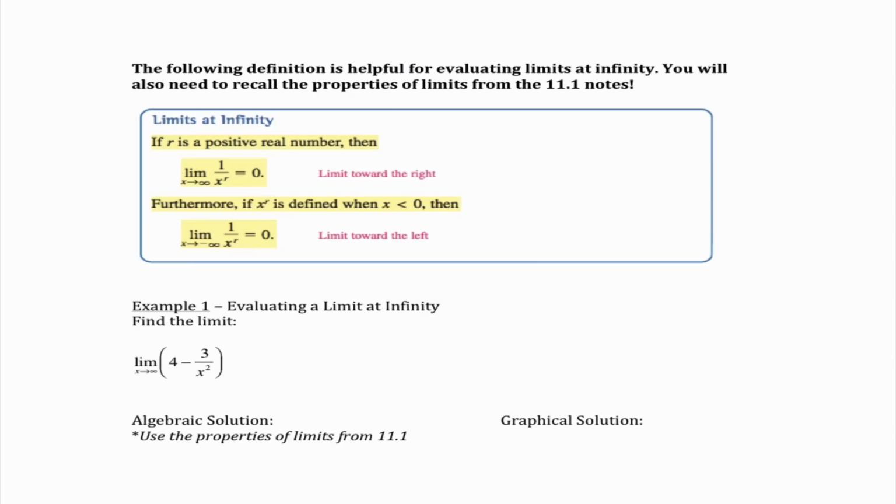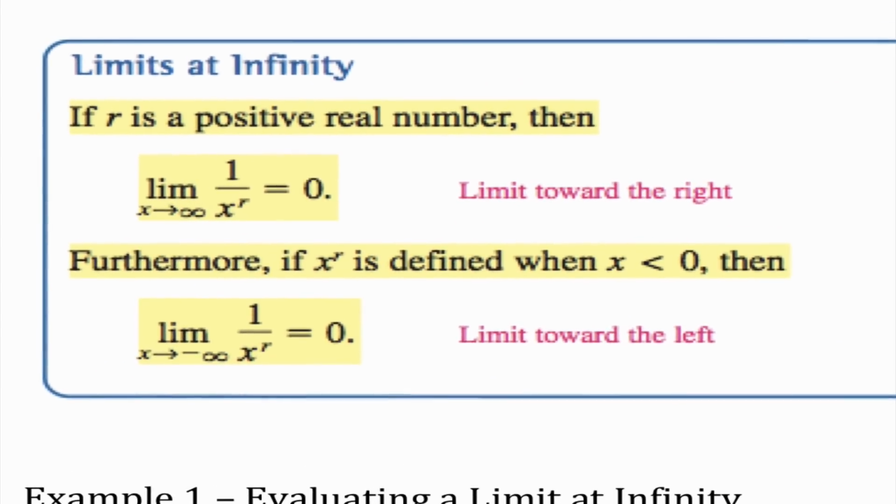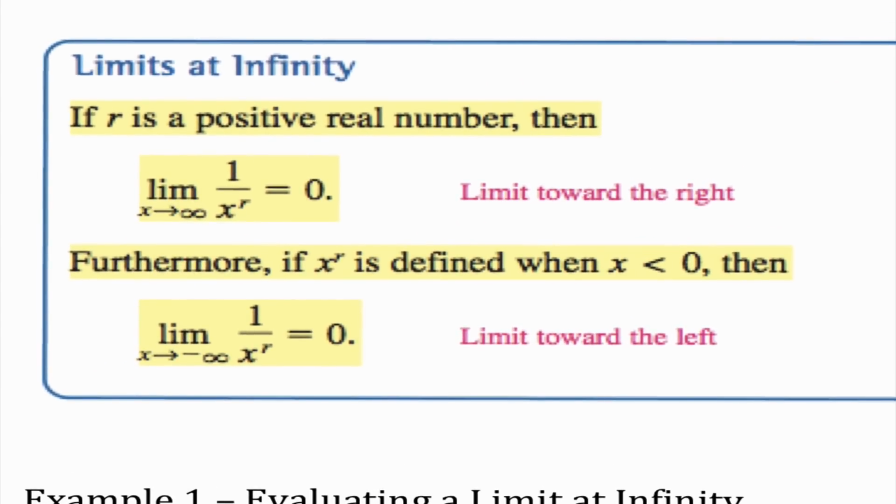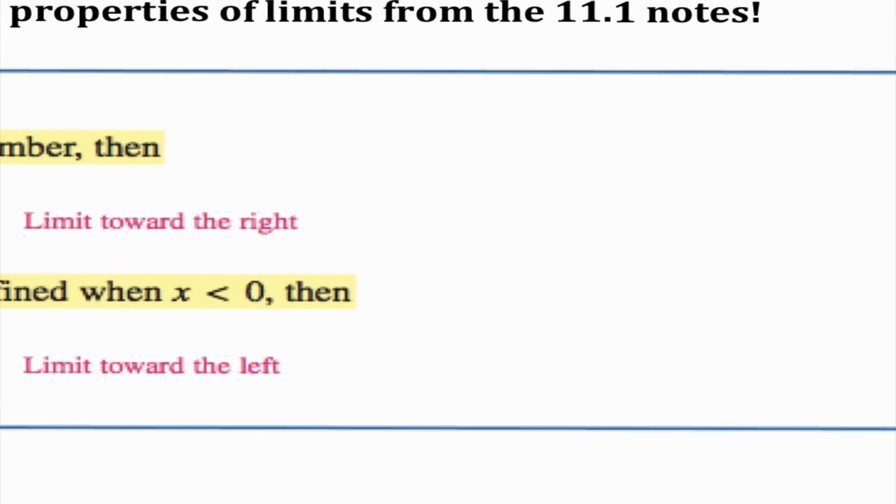The following definition is going to be super, super important for us today. It's telling us if r is a positive real number, then the limit as x approaches infinity of 1 over x to the power r is equal to 0. Notice it is true also if it goes to negative infinity. So if I have 1 over x squared, 1 over x cubed, 1 over x, this is always going to be 0. We also need to remember some of the properties we learned back in 11.1 and 11.2.